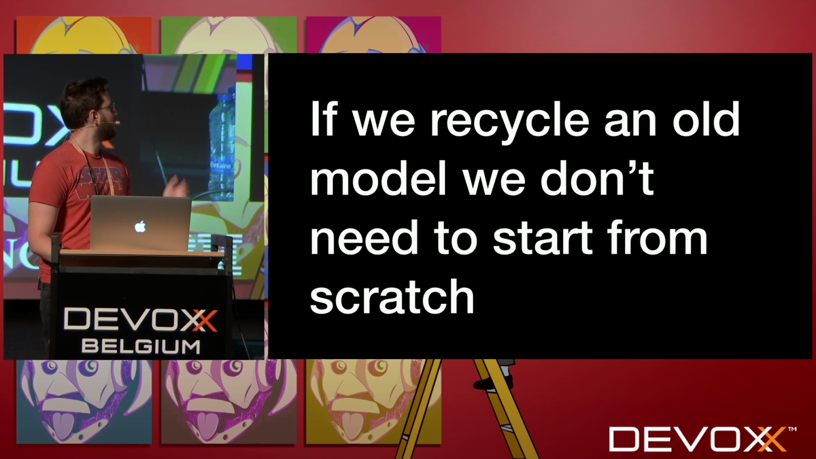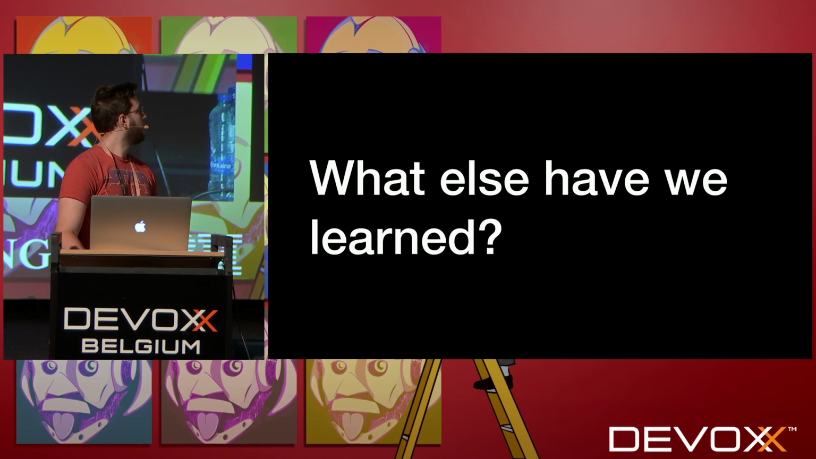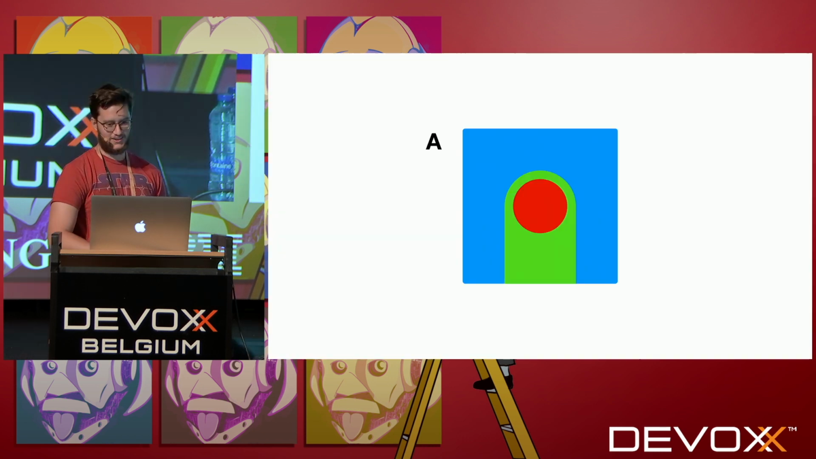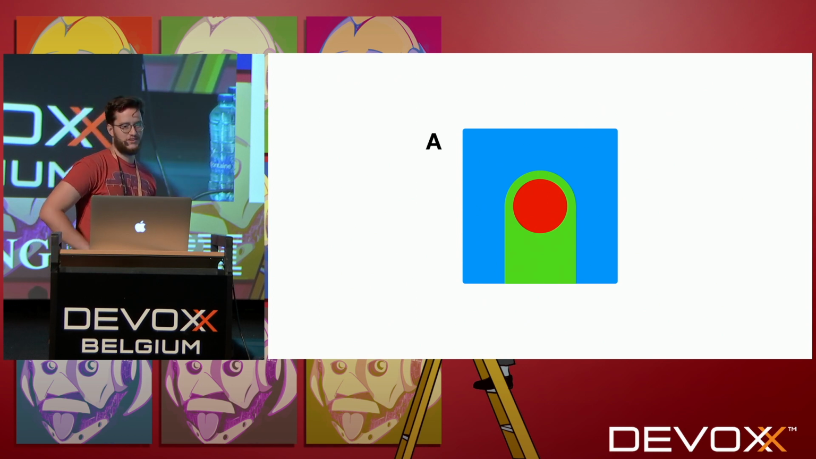Yeah, so we can recycle it, don't have to start from scratch. What else have we learned? We're going to play another game. How exciting. All right, so I'm going to show you a bunch more photos. They're very abstract, and they're labeled A or B.